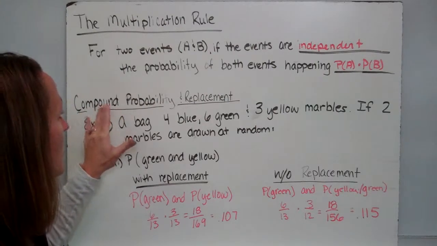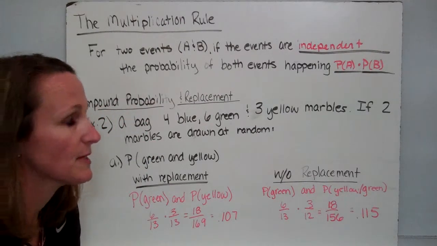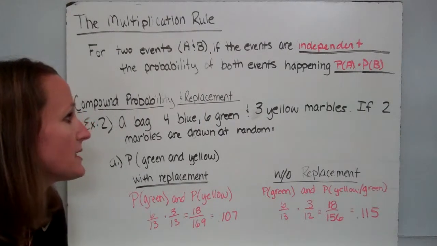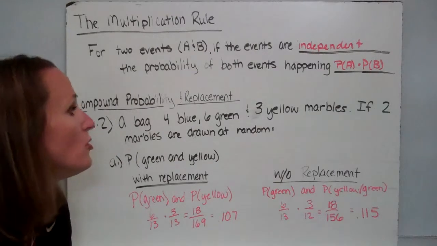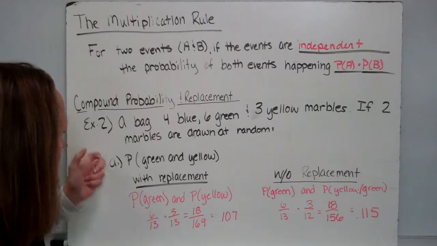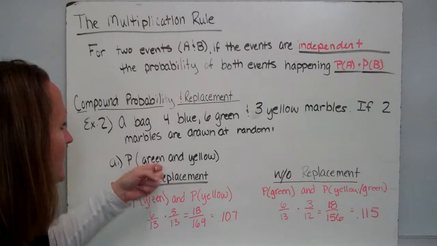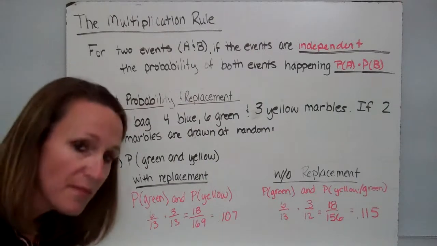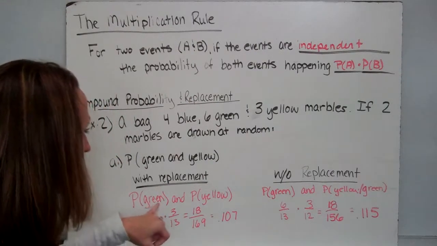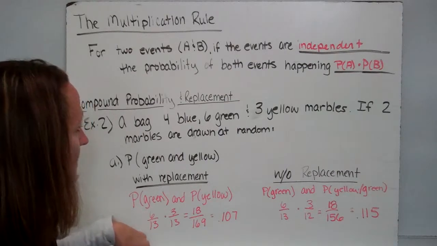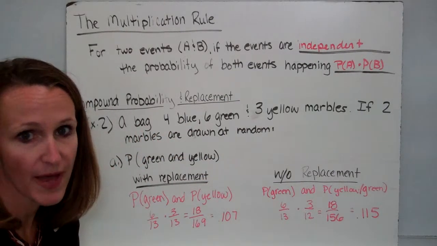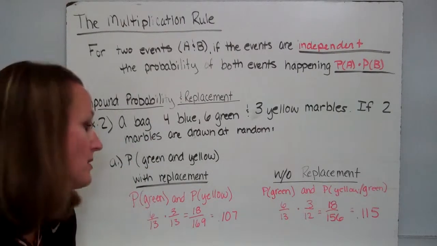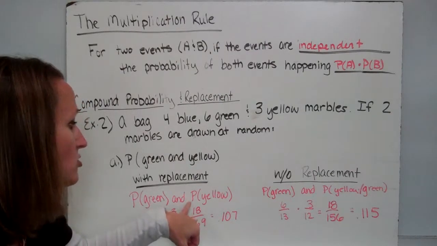So let's talk about compound probability and replacement. Example 2. In a bag we have 4 blue marbles, 6 green, and 3 yellow marbles. If 2 marbles are chosen at random, let's see example 2A. Probability of getting a green and a yellow with replacement. In other words, I'm going to draw one marble, put it back in, and draw another marble. So the probability of getting green is going to be 6 out of 13 marbles, because there's 13 marbles in the bag and 6 of them are green. So I'm going to draw out my green one, see what color it is, put it back. 6 in 13 chance.